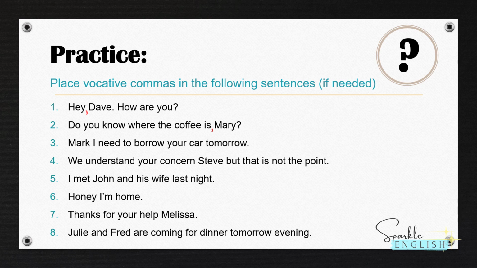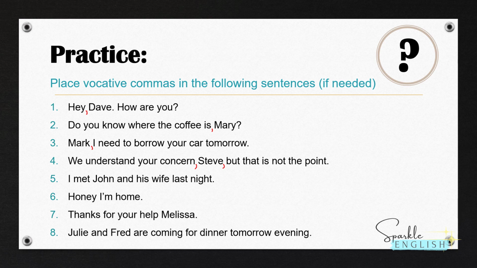Number 3, Mark, comma, I need to borrow your car tomorrow. We have the vocative at the beginning of the sentence, so we need to put a comma after Mark because we are asking Mark if we can borrow his car. Number 4, we understand your concern, comma, Steve, comma, but that is not the point. Again, here we have a vocative in the middle of the sentence, so we have to place a comma before and after Steve. Number 5 is correct as it is.